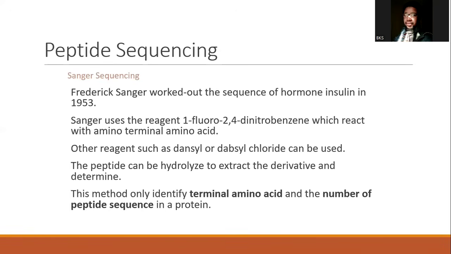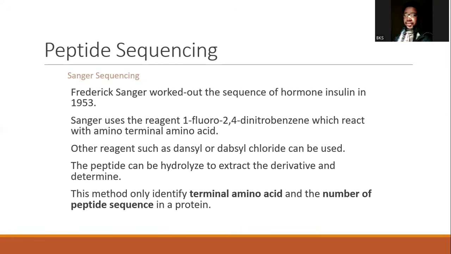Hi, good day, everyone. In our previous revision class, we talked about how to determine the amino acid composition within protein. Prior to that, we've shown how to isolate and verify a protein. So we'll build up from there.